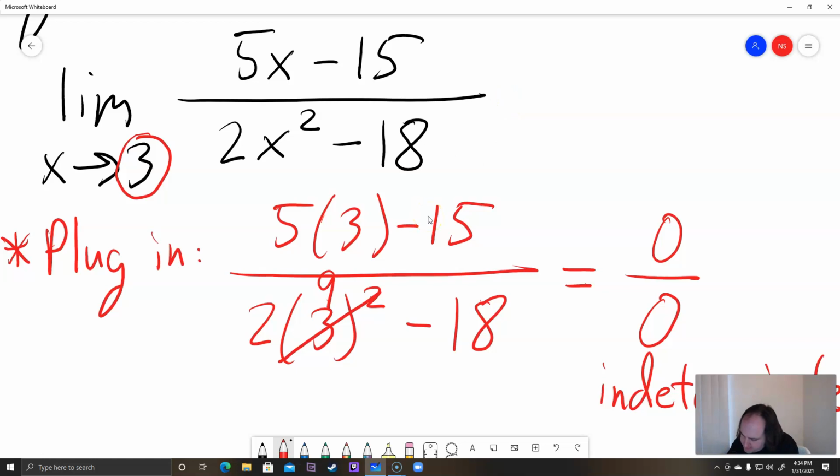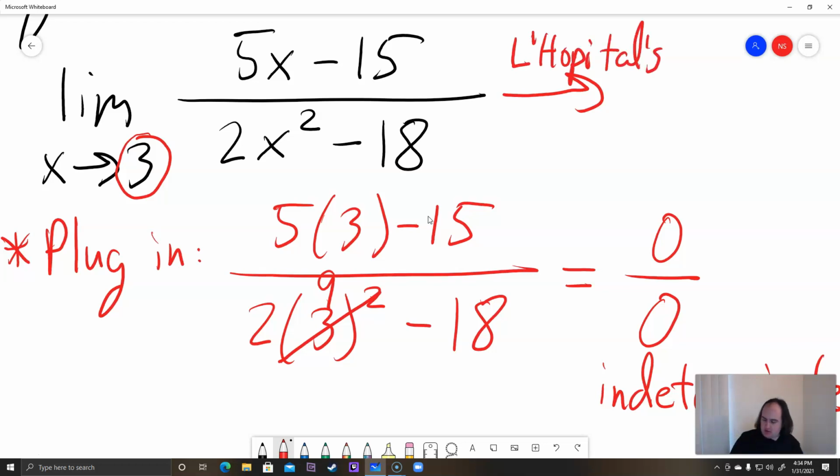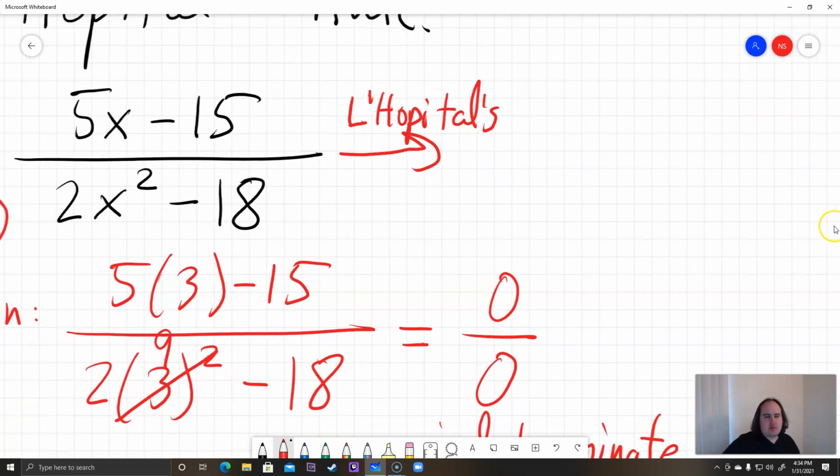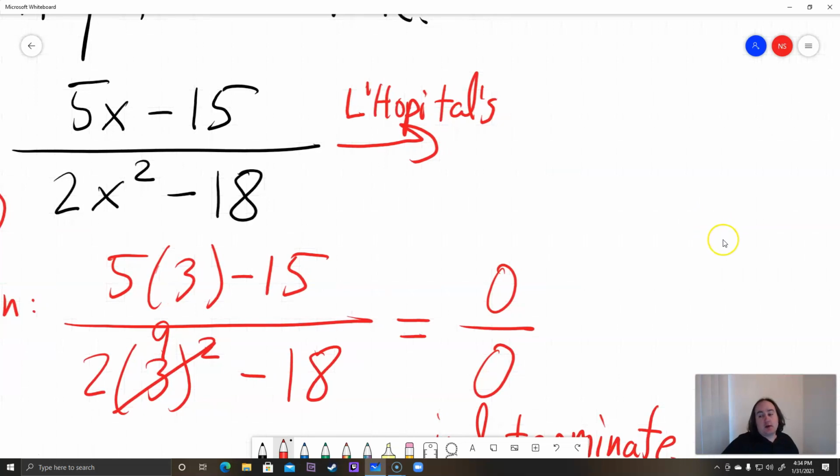Okay, so L'Hopital's, or L'Hospital's. So I'm just going to be taking the derivative of the top and the derivative of the bottom. So you're not going to use the quotient rule, though. So you're actually going to be just taking the derivative on the top and taking the derivative on the bottom separately, but you're not using a quotient rule. It's not like that. Okay, so on the top, the derivative of 5x is just 5.